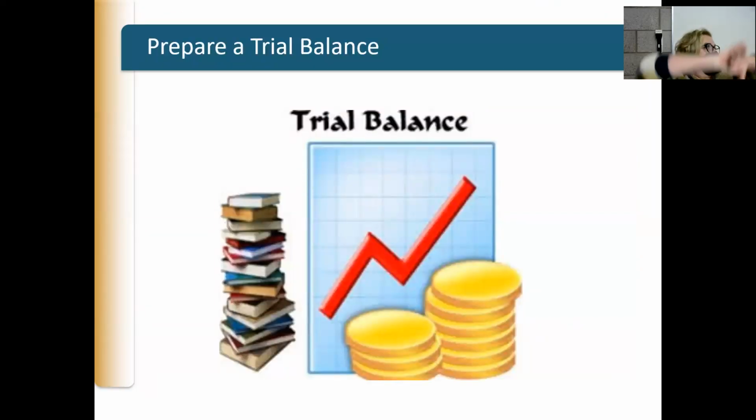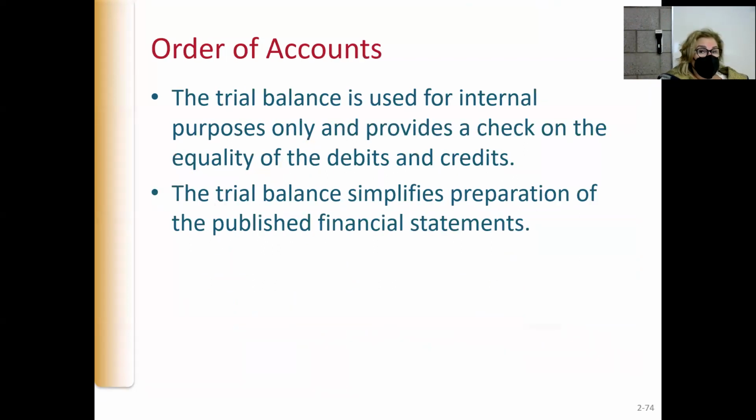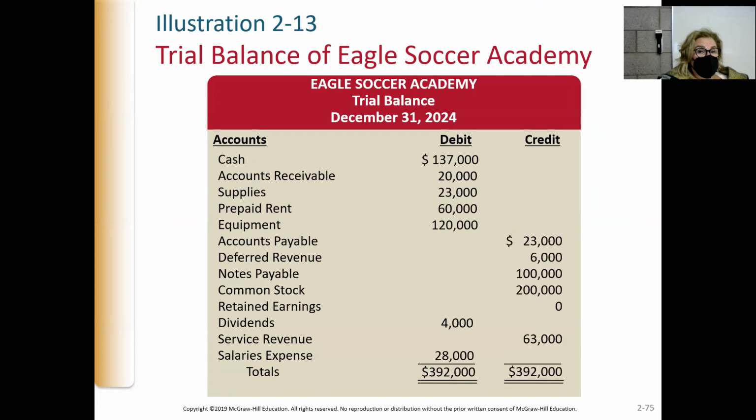Now, we've done all of this. Finally, our last step is to prepare a trial balance. Guys, it's really easy. A trial balance is just mainly a list of all their accounts and their balances on a specific date. So it's only used internally, but it makes sure we're balancing. So for Eagle trial balance, we take all of our assets and we put them first, and they're all going to have debit balances.